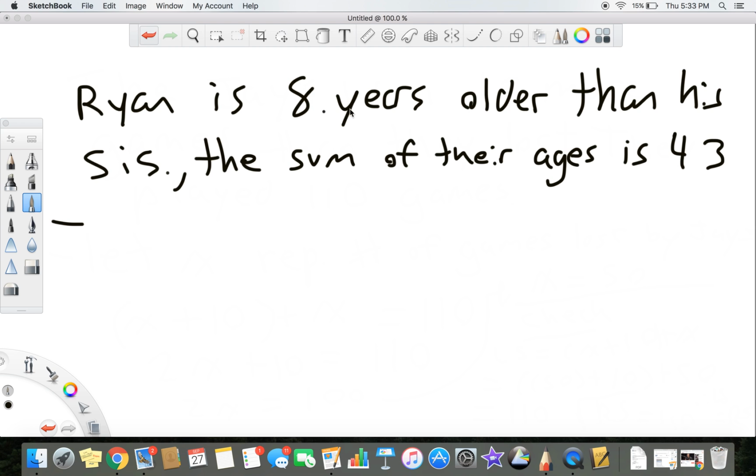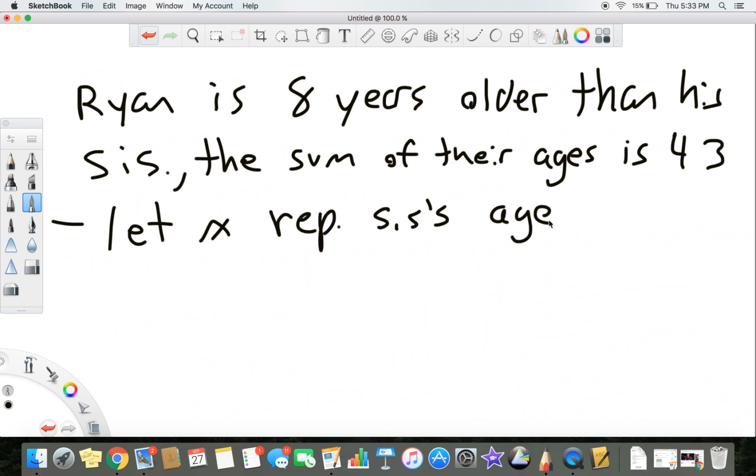So we know Ryan is 8 years older than his sister. We do not know his sister's age, and how old Ryan is dependent on his sister's age. So we need to find his sister's age. So we'll let x represent the sister's age. Okay, so we have x. That's his sister's age. And then the sum of their ages is 43. So if we add both their ages together, it's going to equal 43.